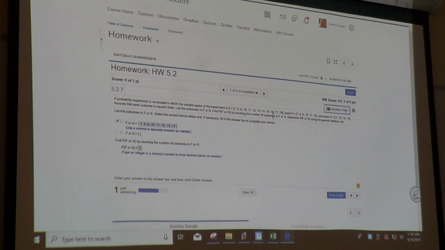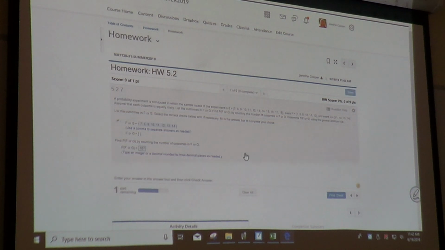7, 8, 9, 10, 11, 12. So it will be 8 divided by 12. The new one divided by the old one. Okay, that's where that was coming from. All right, and then what about this last part of this question? All right, so that one's going to be 0.667.